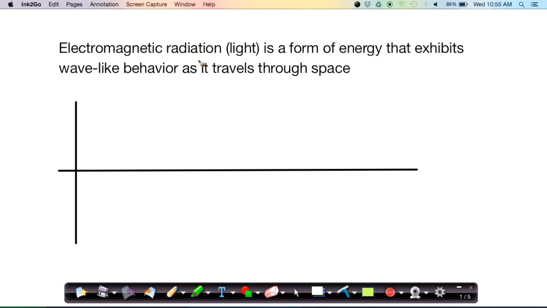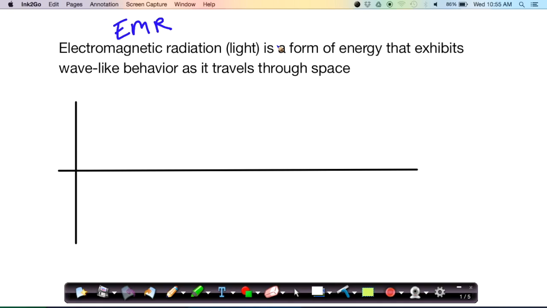First of all, just a heads up, electromagnetic radiation is sometimes abbreviated as EMR. So if you see this EMR acronym, that's what we're referring to, electromagnetic radiation. As the definition states here, electromagnetic radiation or light does have wave characteristics. It behaves as a wave in many situations.